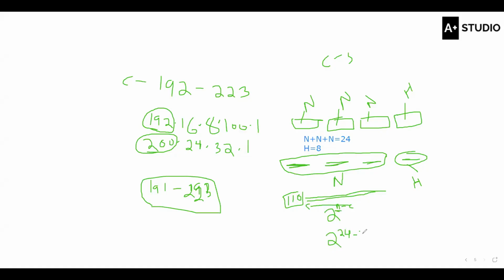minus 3, which gives us 2 to the power 21. And then the answer should tell us that this is a network ID in a class C network. This is a network ID with the class C IP address. Please, I hope we are following.